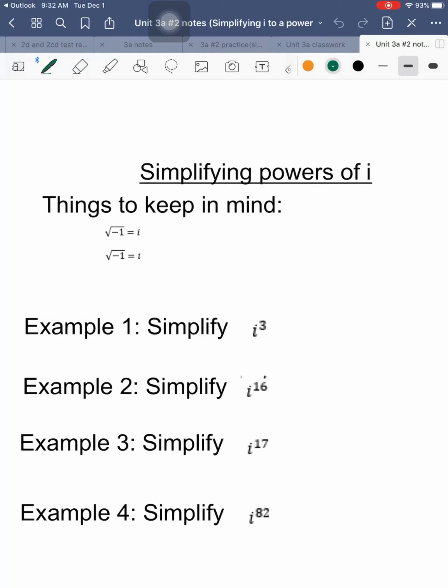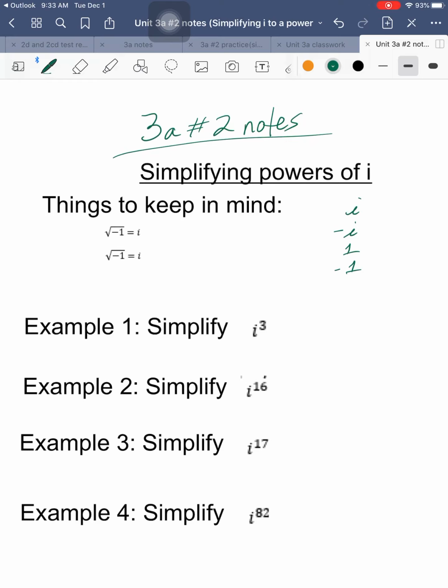All right, today we're going to look at 3A number 2 notes. It's all about simplifying powers of i, so i to any power. I'm just simplifying this down. Your answers are either going to be i, negative i, 1, or negative 1. Those are pretty much all of your answers if it's i to a power and that's it. So we're going to dive into these examples.